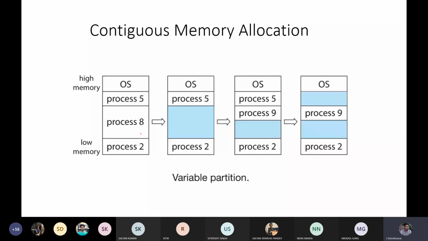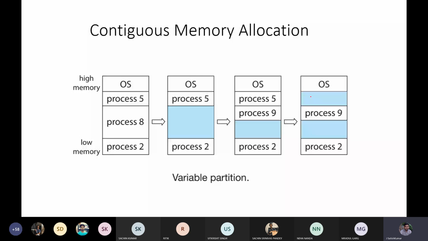Suppose initially the operating system has process 5, process 8 and process 2. Process 8 finishes its job, it will create a hole. This space is available. Now process 9 is coming, and it needs only a small amount of memory. This memory is allocated here and this memory is still available, and after that process 5 finishes, so this memory space is available.